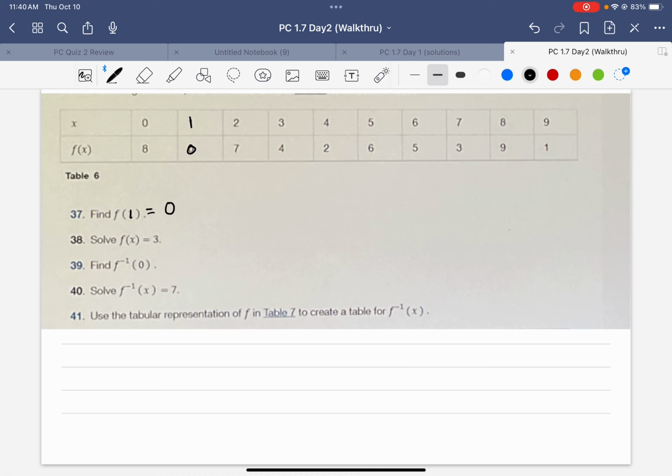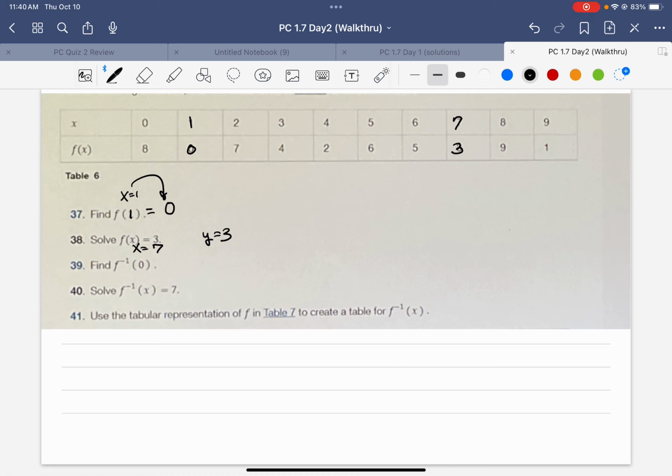And then for 38, it says solve f of x is equal to 3. So for an output, here they're saying x is equal to 1, so what is your y value? Well, here they're saying y is equal to 3, and what is your input? So for a y equal to 3, our input must have been 7. So in this case, x is equal to 7.